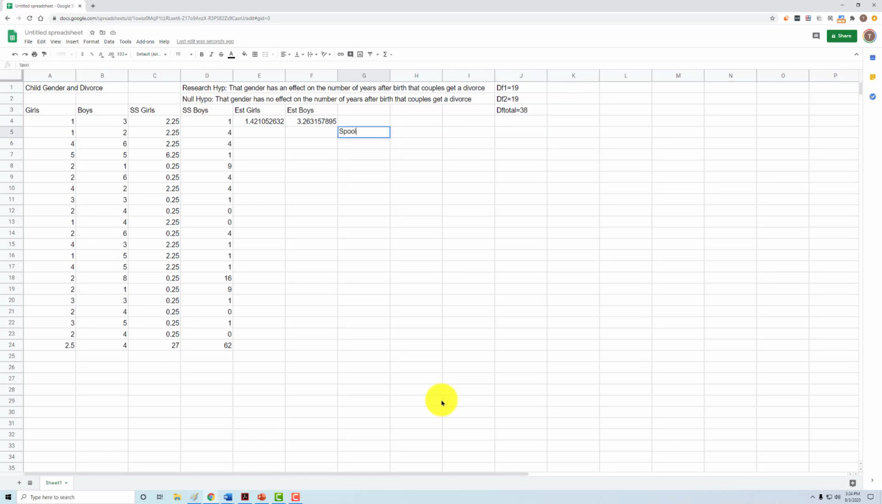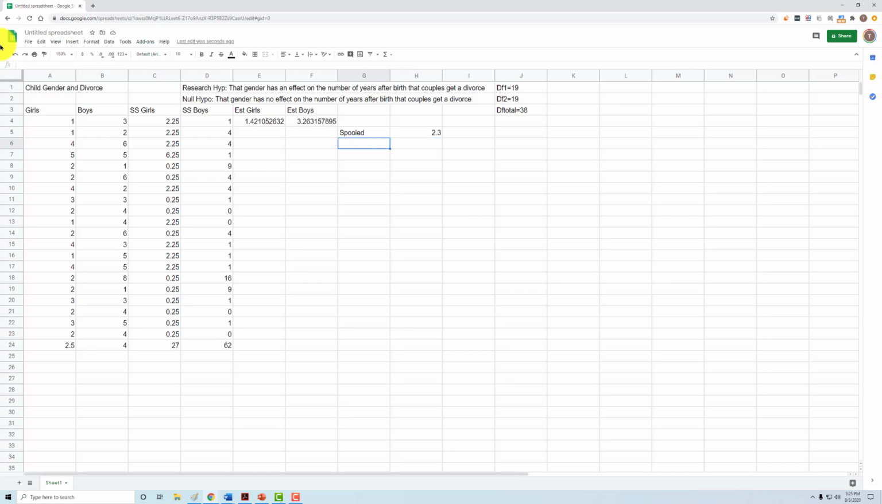So for our pooled variance, remember the goal is to do a weighted average of the two estimates. So we take the degrees of freedom of the first group, which is 19. We divide by the total degrees of freedom, which is 38. And then we multiply that by the estimated variance for girls of 1.4. Now we add the weighted average, same thing, for the boys of 3.2. That gives me my pooled variance of 2.3.